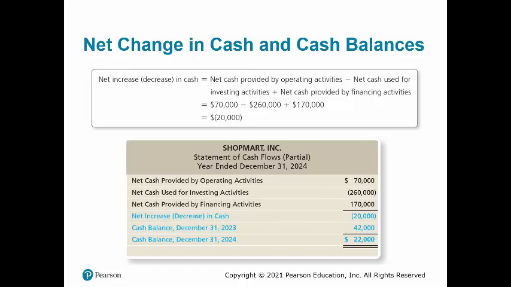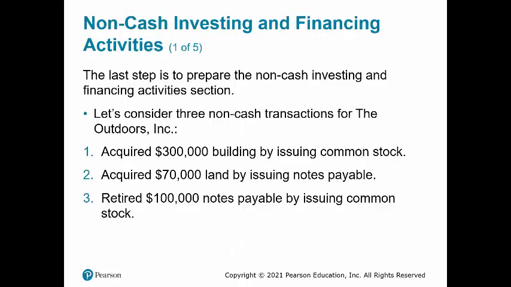Then we add to that the beginning balance in cash of $42,000. And that gives us the cash balance at December 31st, 2024, of $22,000. That should equal the amount of cash shown on the balance sheet at December 31st, 2024. The last step in preparing the statement of cash flows is to prepare the non-cash investing and financing activities section.